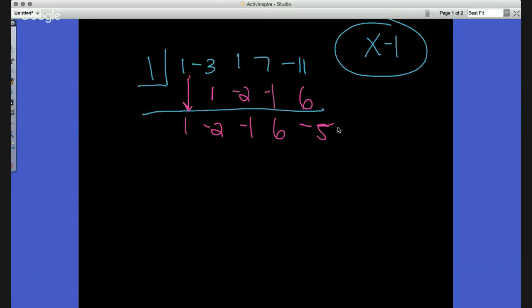Now, if I was doing this, it's very important to note that this outside number represents what?